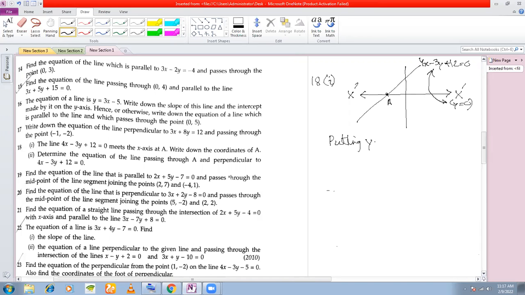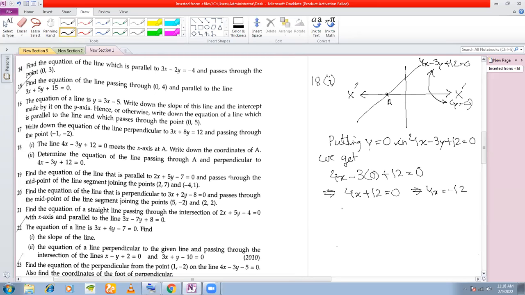So putting y is equal to 0 in 4x minus 3y plus 12 is equal to 0, we get 4x minus 3 into 0 plus 12 is equal to 0. That means you get 4x plus 12 is equal to 0. That means 4x is equal to minus 12. It means x is equal to minus 12 by 4, so x is equal to minus 3. So you have got the x coordinate of A, which is minus 3.